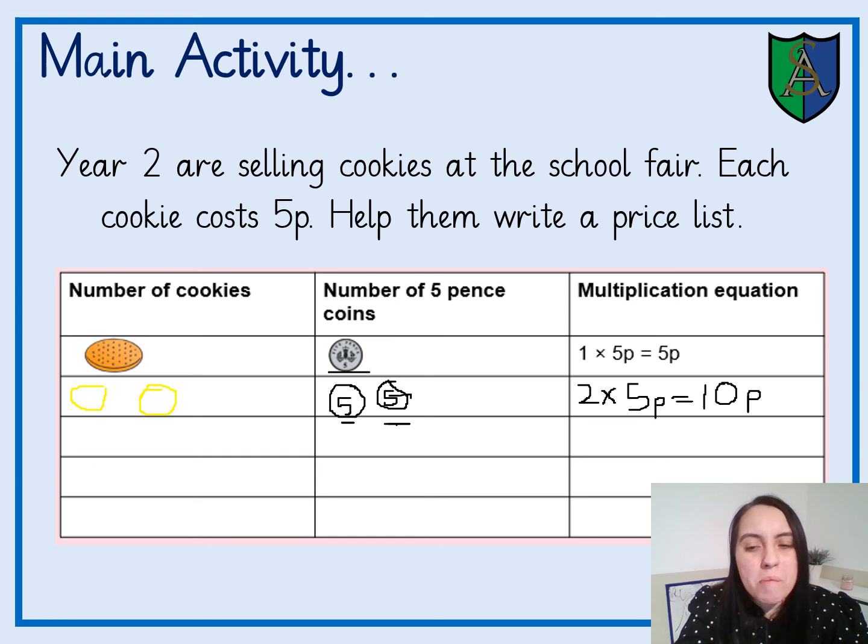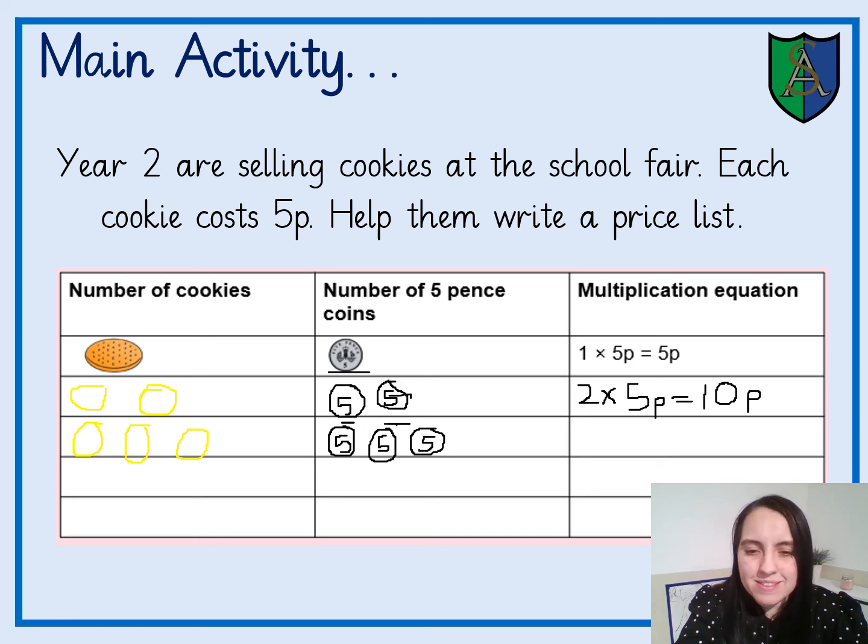Okay, I'll just do one more with you and then I'll let you go. Okay, next one. So this time we're going to draw, we've got 1, we've got 2. Yep, brilliant. We need to do 3. 1, 2, 3. How many 5p pieces do you think we're going to draw? 3. Well done. You're getting the hang of this now, year 2. 1 5p, 2 5p pieces, and 3 5p pieces.